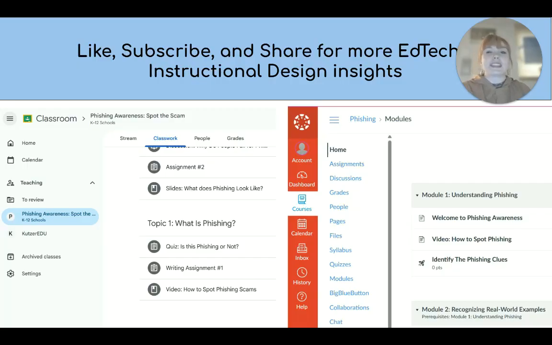If you're a teacher thinking about transitioning into instructional design, start by reimagining one of your own lessons for adults. You already know how to teach, you're just designing for a different audience.